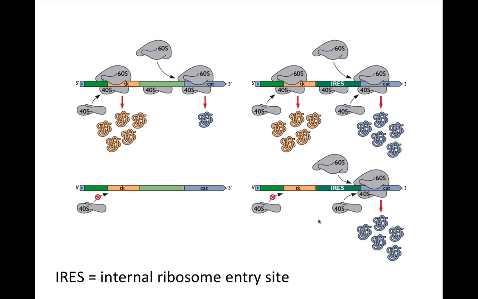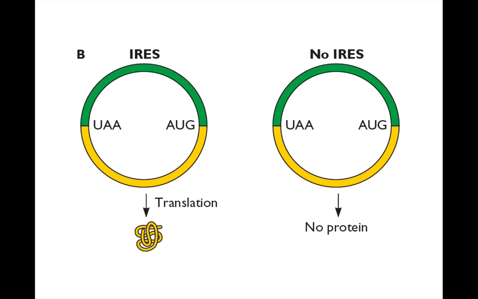But as always, there were still skeptics, and the next experiment to address them dealt with the idea that an IRES does not need a free 5' RNA end to attract ribosomes. You can see in this depiction, the ribosomes are binding internally, whereas 5' end-dependent translation needs a 5' end, as the name suggests. So the way to test that hypothesis was to make circular mRNAs. So two mRNAs were produced, one with an IRES and one without.